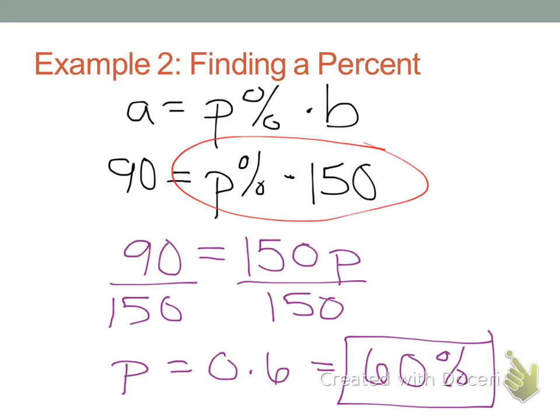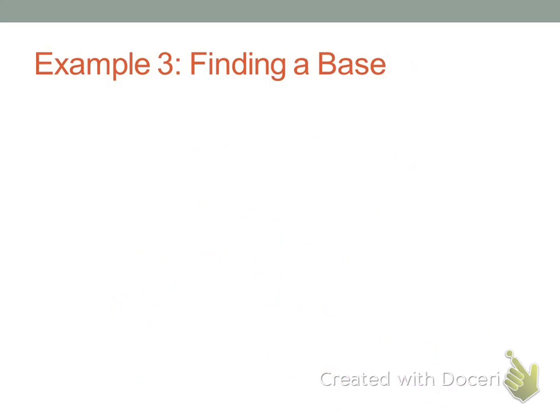In example 3, now we're finding the base. So again, we're just finding different parts of the percent equation. So now it says the number 117 is 45% of what number? We're on page 433, example 3. The number 117 is 45% of what number? So I'm going to use my percent equation. A equals P percent times B. And I'm going to plug in what I know. It says the number 117 is 45% of what number?